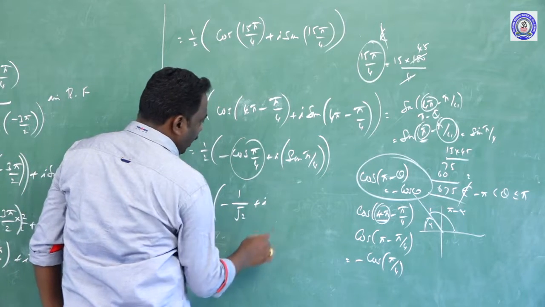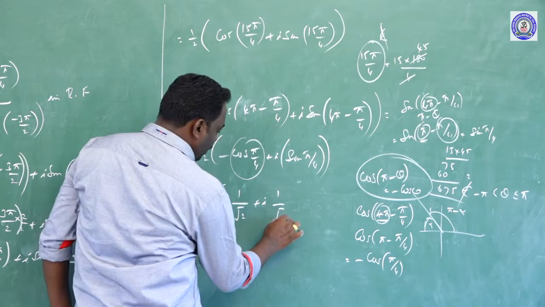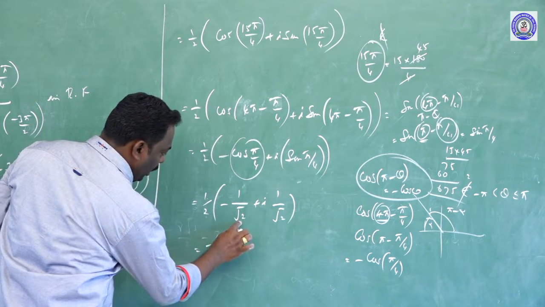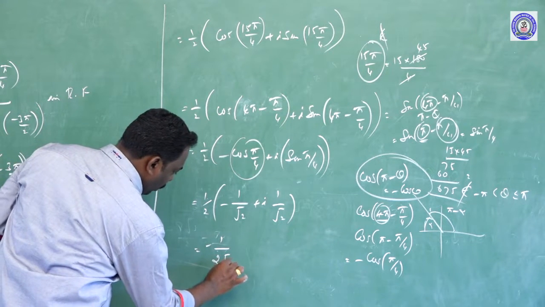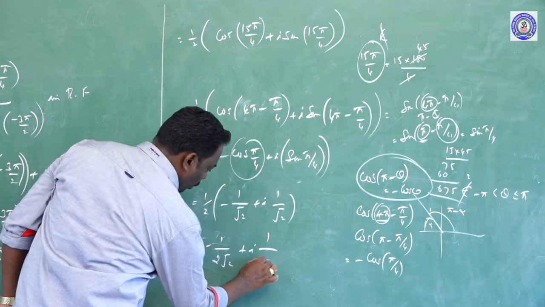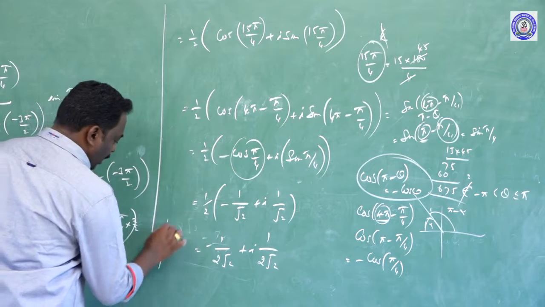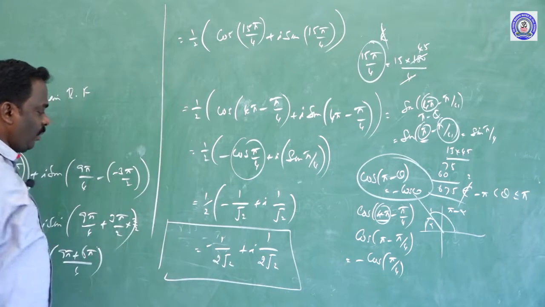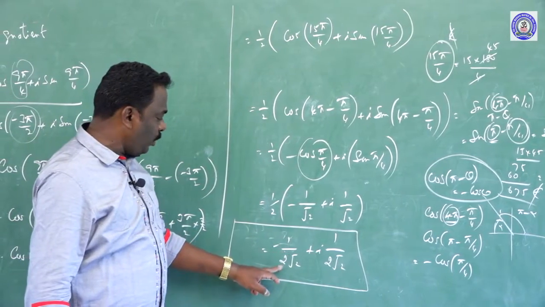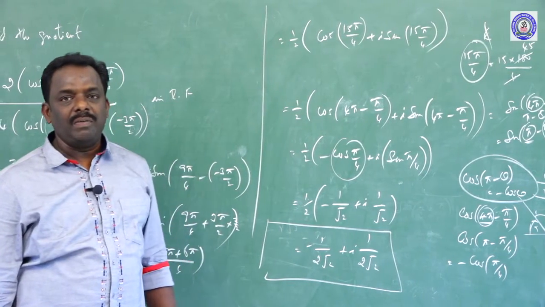Then plus i into sin(π/4), which is sin 45 degrees, equal to 1/√2. That is equal to, just multiplying the values, minus 1/(2√2) plus i into 1/(2√2). Therefore we have the quotient form of the complex number: z1/z2 equals minus 1/(2√2) plus i into 1/(2√2), which is the quotient of the given complex numbers.